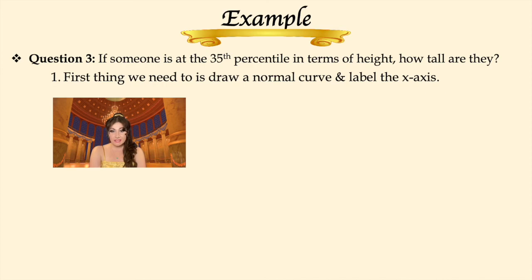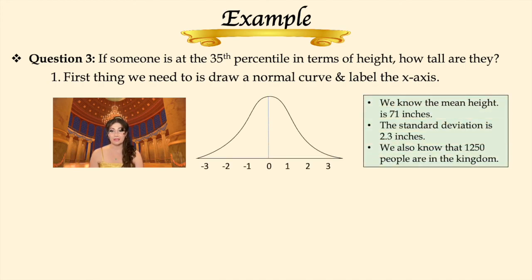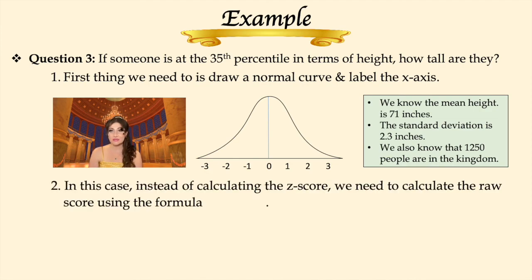Moving on to question number 3. If someone is at the 35th percentile in terms of height, how tall are they? So again, the first thing we do is draw a normal curve and label the axis. We know the same given information about the mean and standard deviation, but in this case, instead of calculating the z-score, we need to calculate the raw score using the formula x equals zs plus the mean.